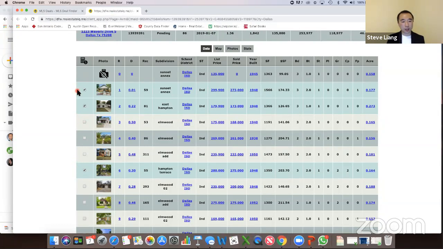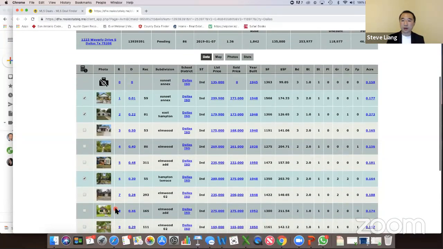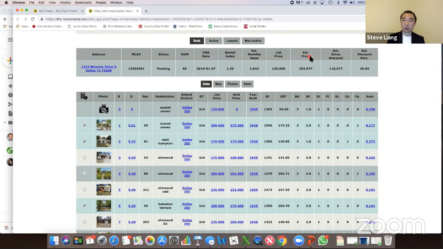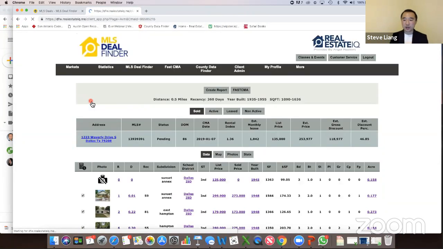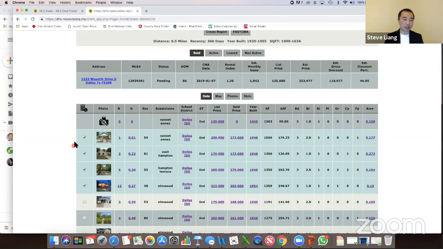So here, the computer has chosen number 1, 2, 6, and 12 as the comps. And this valuation, the estimated price of $153,977, is based on the ones with the check marks. So let's click on recalculate just to bring up all the comps, and we can use that as the basis to analyze the property. Now we're seeing all these 4 properties stacked up together, and a lot of information on here.